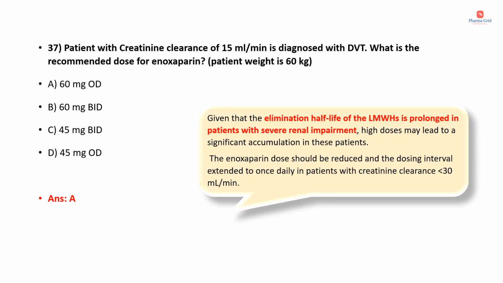Why? Because the elimination half-life of low molecular weight heparin, and enoxaparin is a low molecular weight heparin, is prolonged in patients with severe renal impairment. High doses may lead to a significant accumulation in these patients. So the enoxaparin dose should be reduced and the dosing interval extended to once daily in patients with creatinine clearance less than 30 ml per minute.